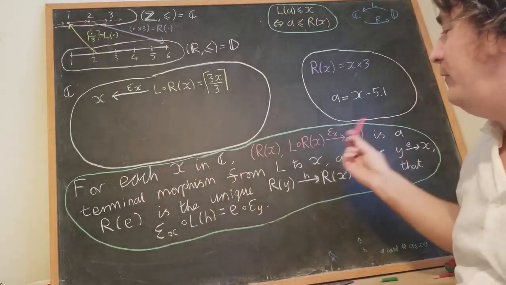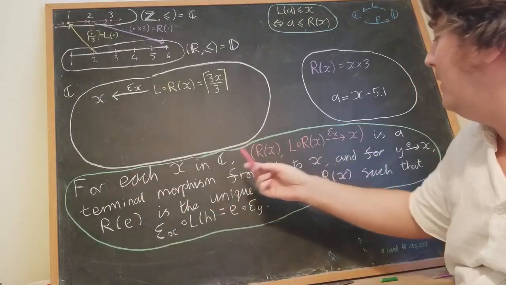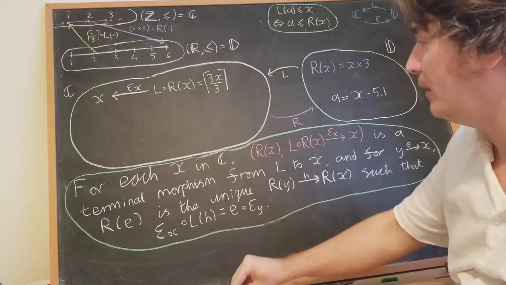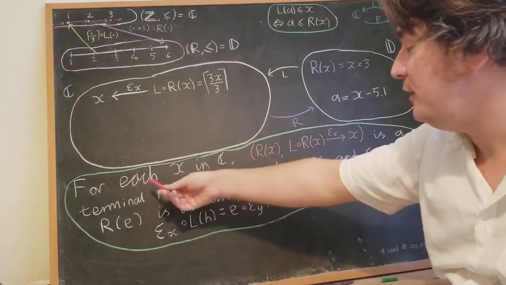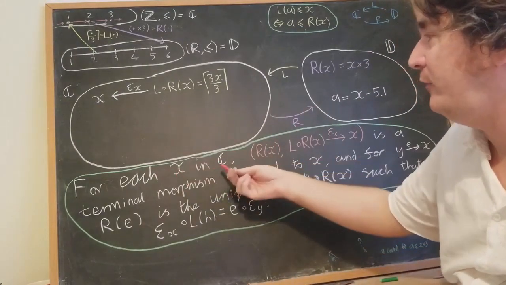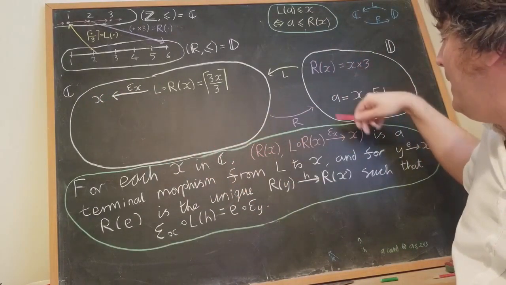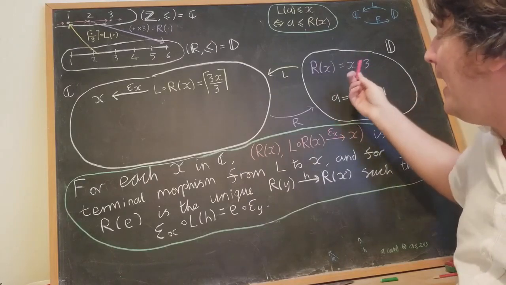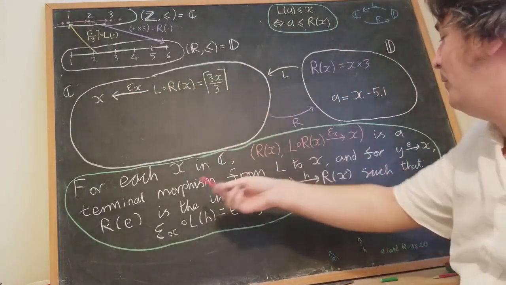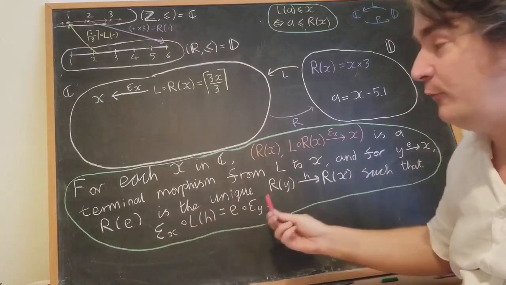the definition says that R is the right adjoint of L if and only if, for every X in our category C, we have that R of X paired with this arrow epsilon X, which goes from LR of X to X, is a terminal morphism from L to X. And also there's some other conditions we need on the arrows that I'll talk about later.